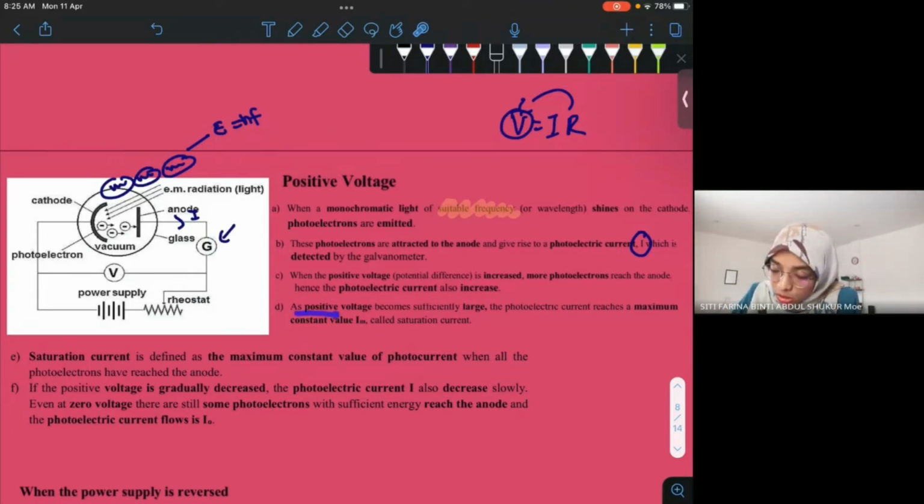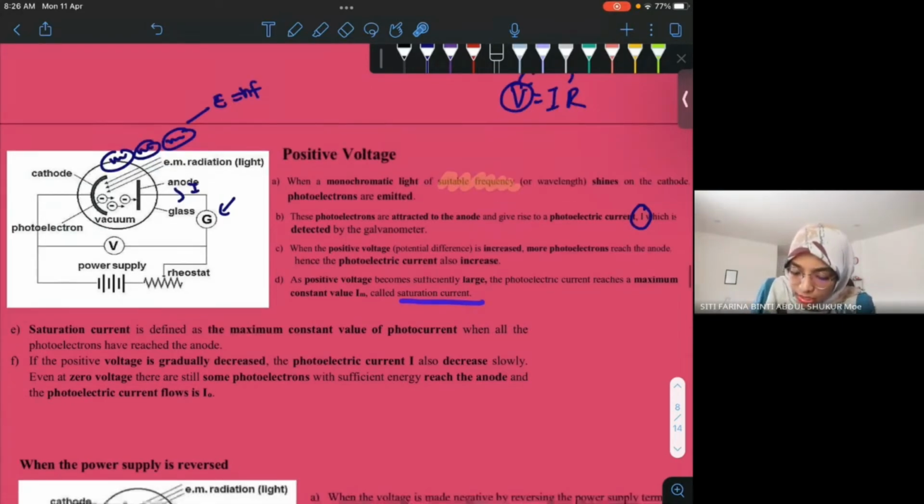Okay, as the positive voltage becomes sufficiently large, the photoelectric current reaches a maximum constant value, I_M, called saturation current. So dalam proses kita tengah adjust rheostat kita supaya voltage kita increase to have this difference in the potential between cathode dan anode yang lebih besar, kita akan ada lebih banyak current lalu, betul. As the current increases, after one particular point, kita dah reach the maximum current. Lepas tu current dah tak boleh increase. So we call that a saturation current.